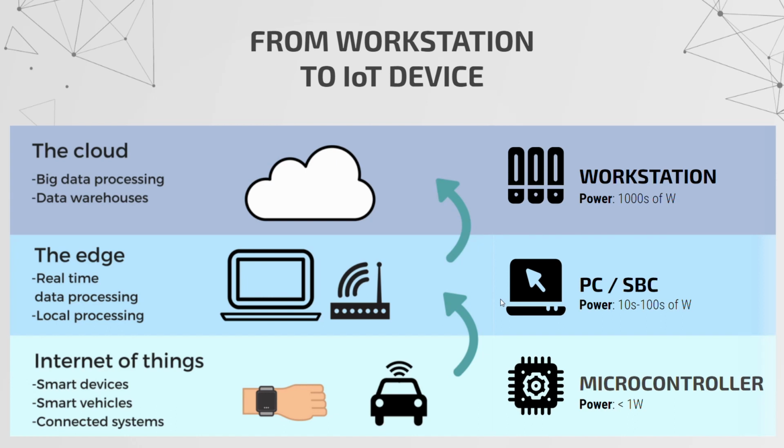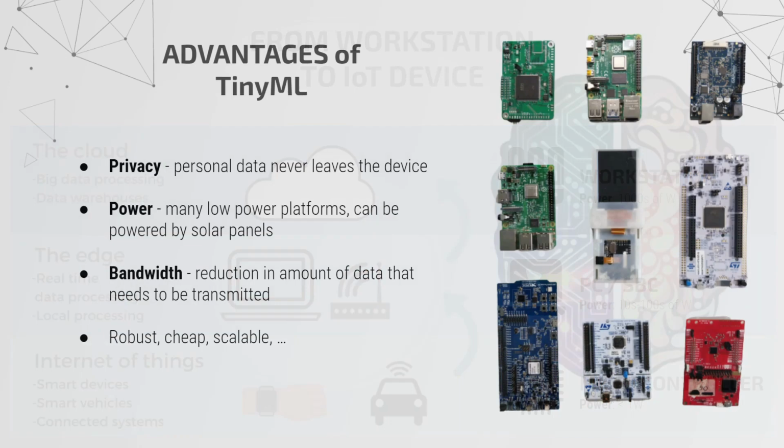We can also achieve even lower power consumption by going down to Internet of Things devices, usually powered by very low power microcontrollers, requiring less than 1 watt of power. And these are usually contained in, for example, wearables or smart devices or smart vehicles. And running neural networks on these devices gives rise to what's called TinyML, or tiny machine learning.